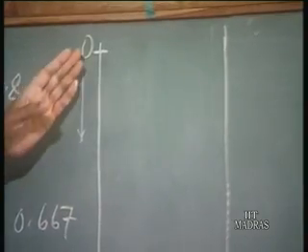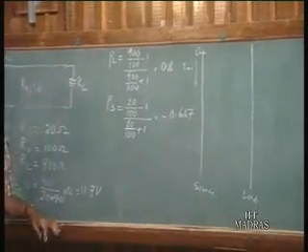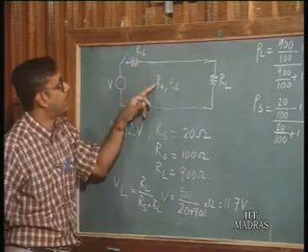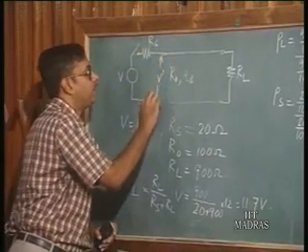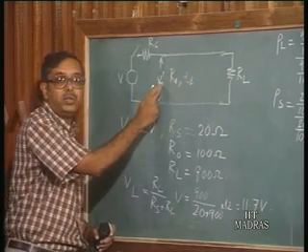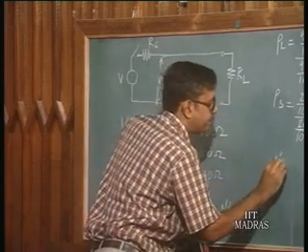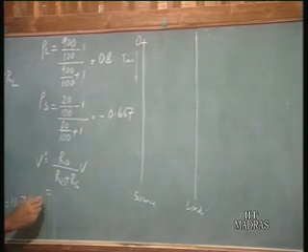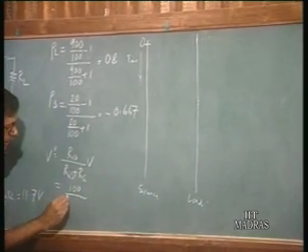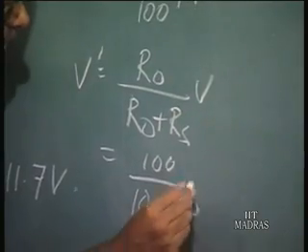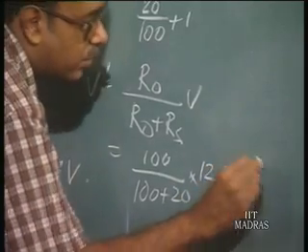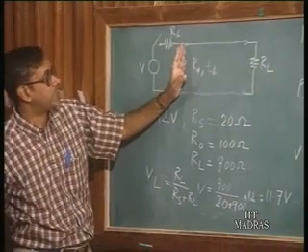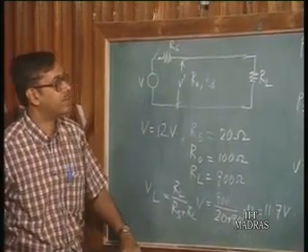Initially a voltage front will move from the source end to the load end. What is the value of the voltage front? Here, at this end, this is R naught and this is Rs. If a voltage V prime is going to move, V prime will be equal to R naught by R naught plus Rs into V. In this case, R naught is 100 and Rs is 20, and V is 12, so that will give us 10 volts. So a voltage front of 10 volts is available at the source end of the transmission line, which is going to move towards the load end of the line.